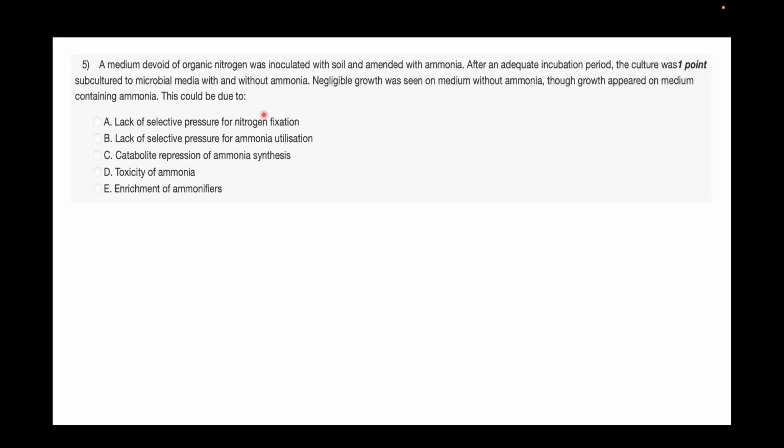Okay, I think it is time for me to reveal the correct answer to this question. Let me see what is written in the chat box by students. Saida is saying option E, Olivia A or E, and Sharna says option A. Okay, so after understanding this question, we can deduce it. What is the correct answer to question number 5? Answer is option A, lack of selective pressure for nitrogen fixation.